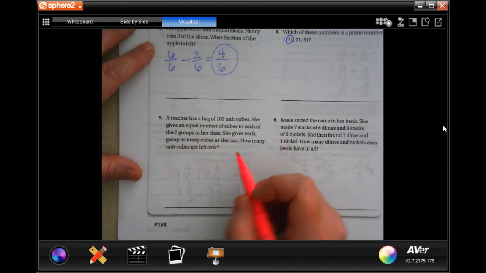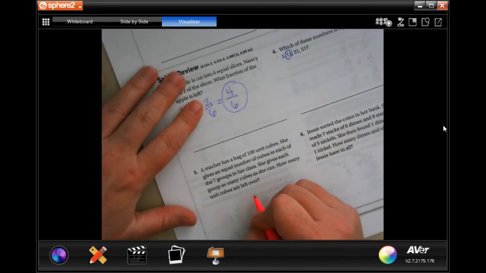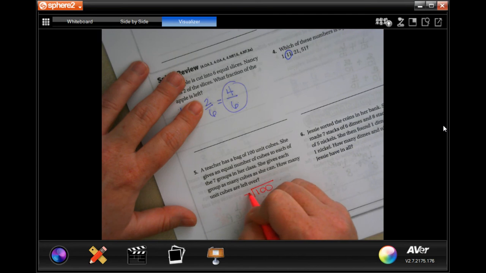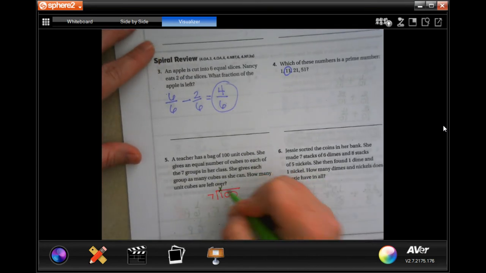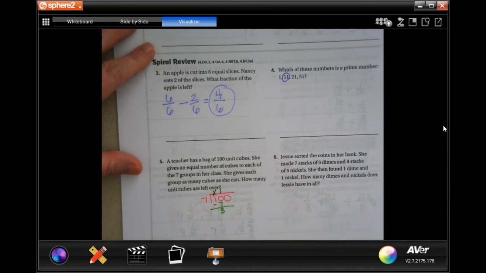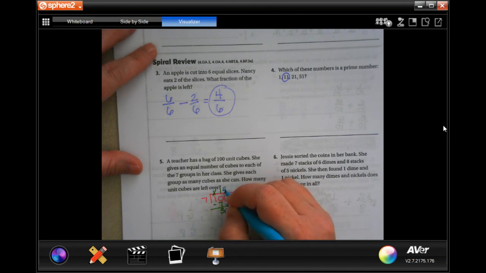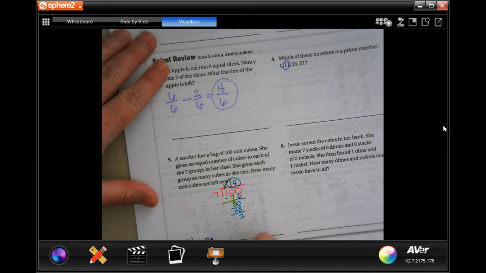She gives each group as many cubes as she can. How many unit cubes are left over? Well, let's just divide 100 by 7, okay? So 7's not going to go into 1, but 7 will go into 10 one time. 1 times 7 is 7. Subtract, we get 3. Okay, 3 is smaller than 7, so we can bring down our 0. And 7 will go into 30 4 times, or 28, and we'll have 2 left over. So the most she can give each group is 14 cubes.